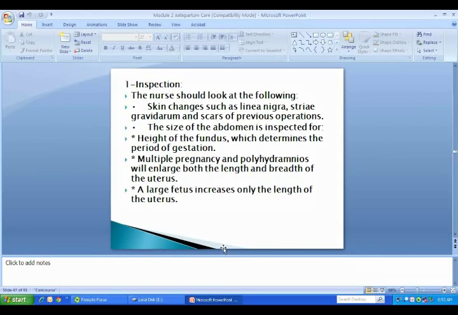and we look to see if we see some of those changes that are expected with the skin. That would include the linea nigra, striae gravidarum, which is known as stretch marks, if there's any scars. We're also looking for height of the fundus. Does it look by inspection very large for how many weeks gestation she's supposed to be?